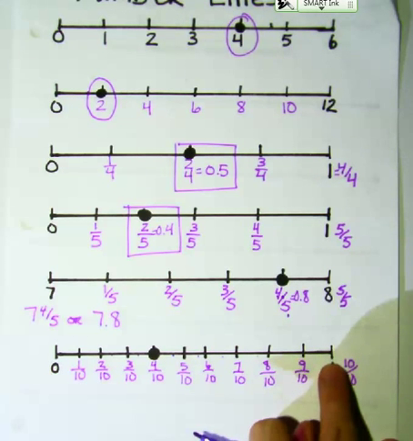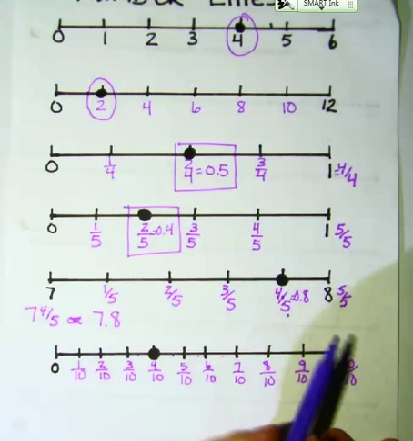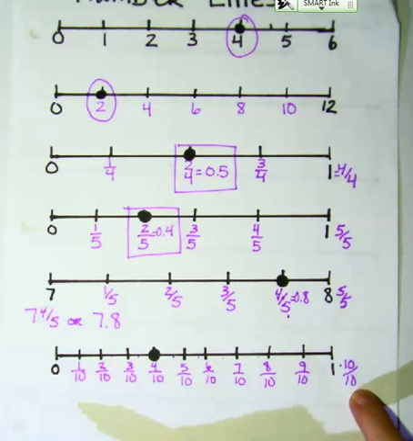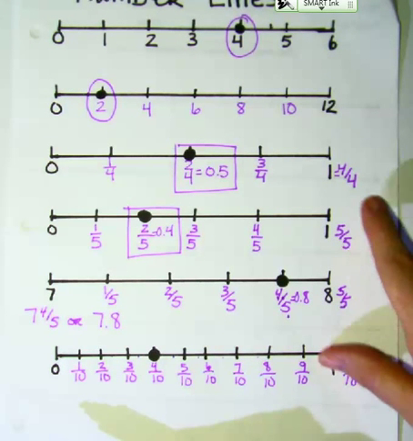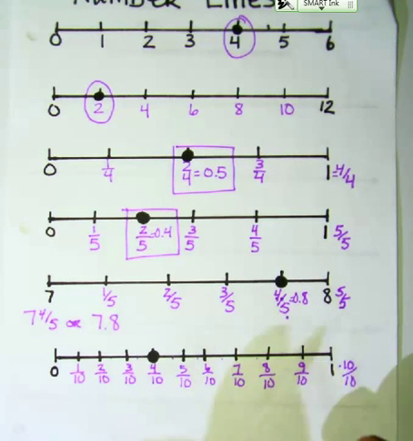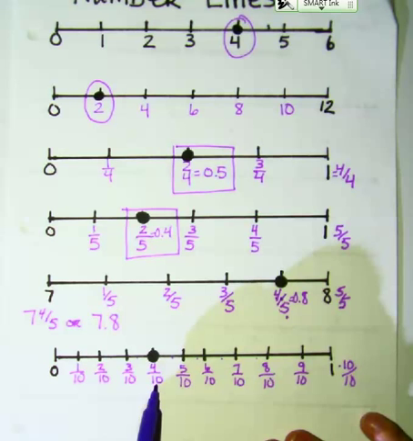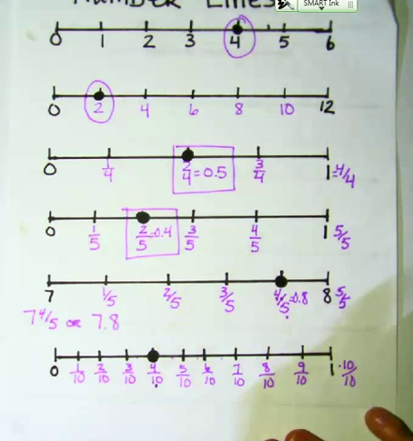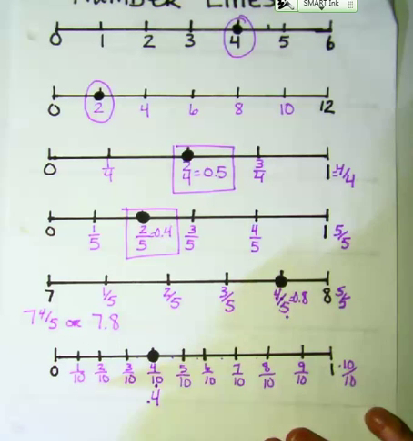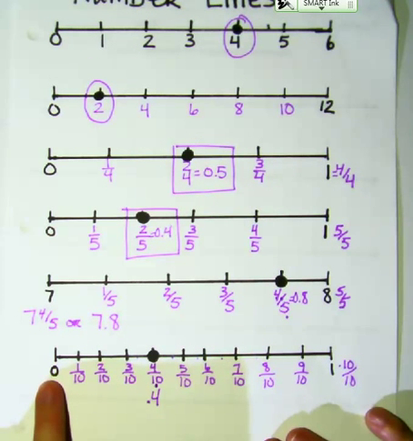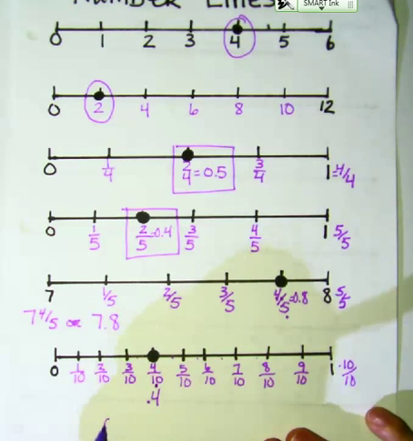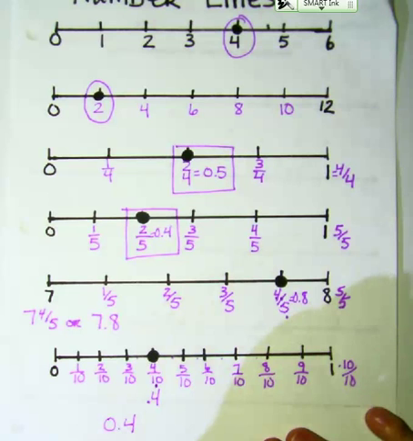And your ending tick mark, your ending number, should always be the same number over itself. So if you look at all these, they're all wholes. 10/10, 5/5, 5/5, 4/4. Whenever you're dealing with fractions on a number line, that's what those should always end at. So this is located at 4/10, and if you put 4 divided by 10 in your calculator, you should get 0.4. And we don't have another number here, so it's 0 and 4/10, or 0.4.